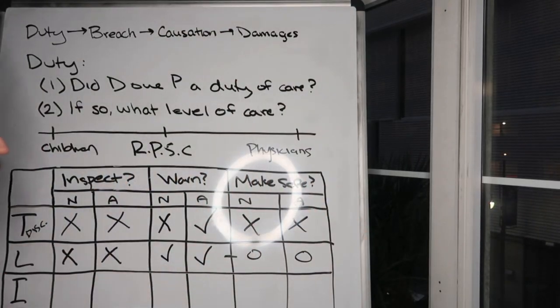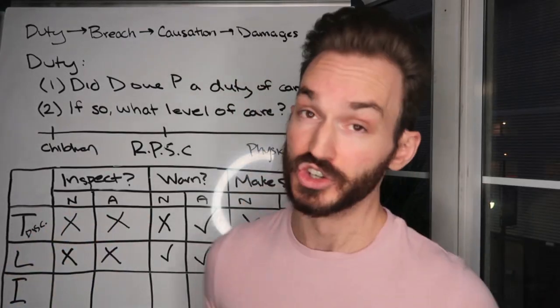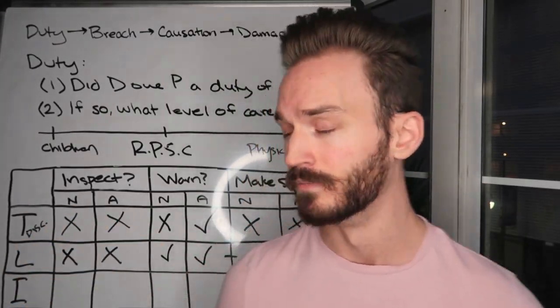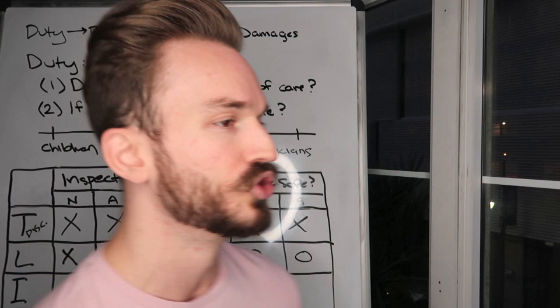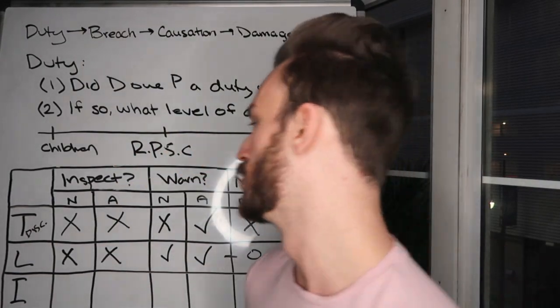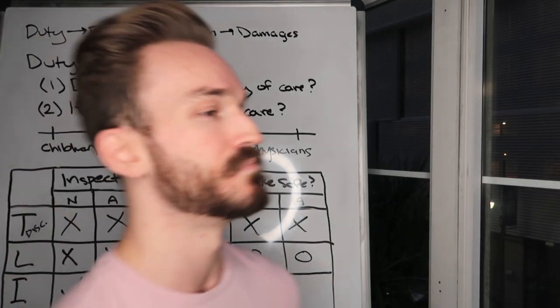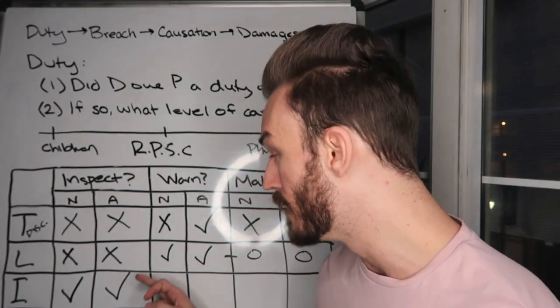Finally, we have invitees. These are patrons at a store, generally, right? Someone who's conferring benefit to the landowner. An entrant who is conferring benefit to the landowner. Do you have a duty to inspect your land? Yes. There's going to be a duty for landowners or land possessors to inspect the land for natural or artificial hidden dangers that pose a risk of unreasonable harm, right? So you have a duty to inspect.